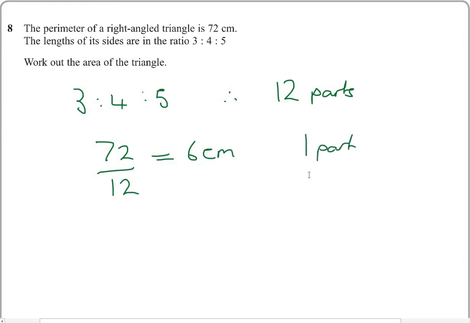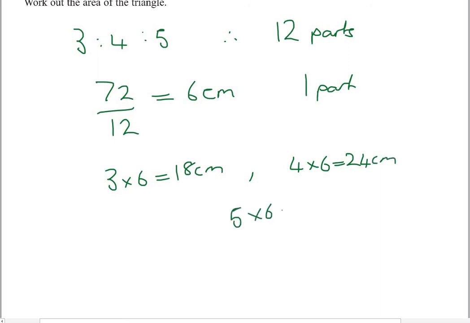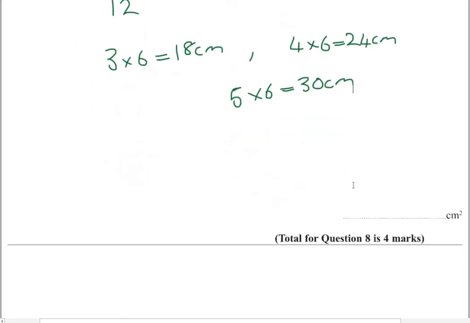So now all we have to do is multiply each of the ratios by 6. So 3 times 6 is 18. That's one side. 4 times 6 is 24. And finally 5 times 6 is 30. So we have a right angle triangle that looks something like this. This is 30, this is 18 say, and this is 24.